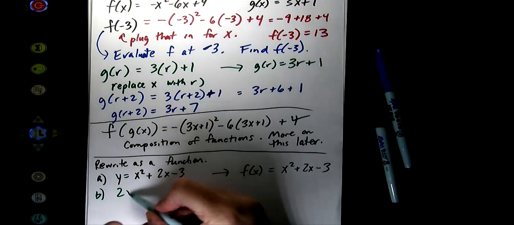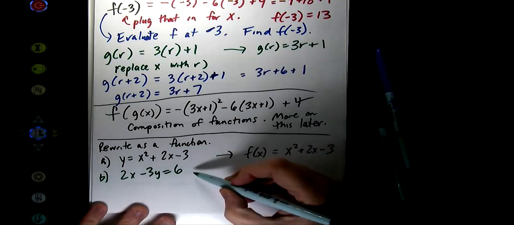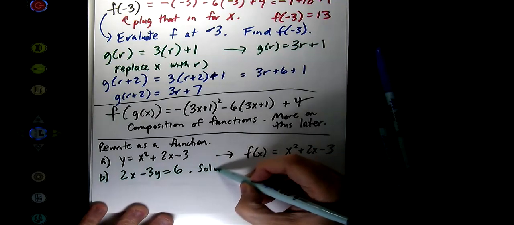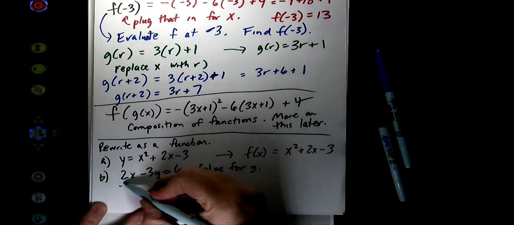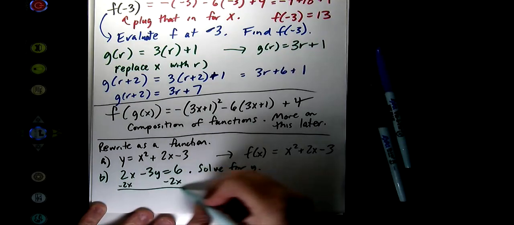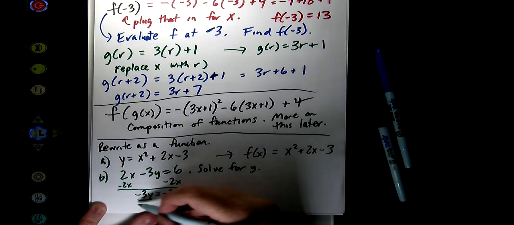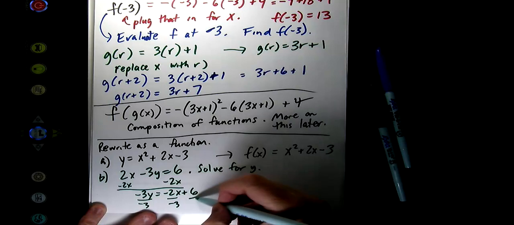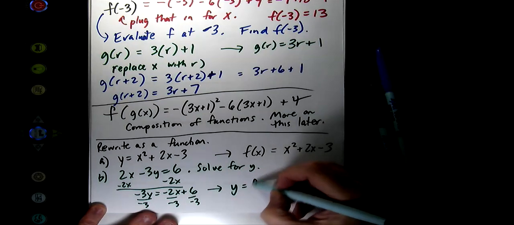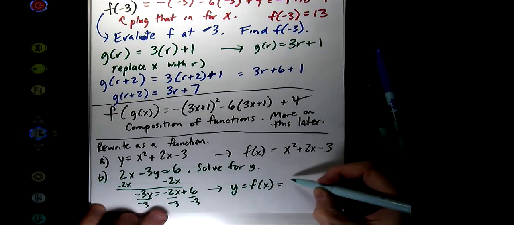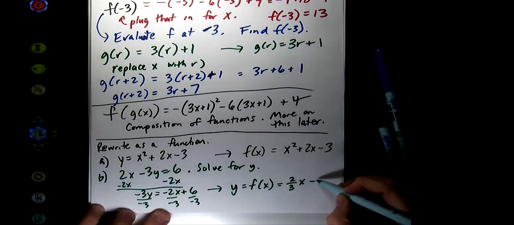For something like 2x minus 3y equals 6, what you want to do to rewrite as a function is solve for y first. So we'll subtract 2x to the other side. Then we divide by -3. And we get y, which is our f of x, equals -2 over -3 is positive 2 over 3x. And 6 divided by -3 is -2.